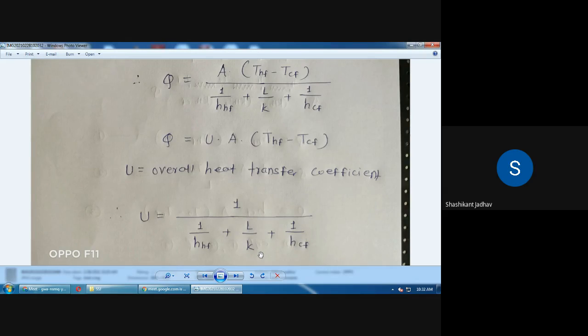Can anyone tell me? What will change in this equation, tell me. What is the change? Sir, 1 divided by 1 upon hh plus La upon Ka plus Lb upon Kb plus 1 upon hc.